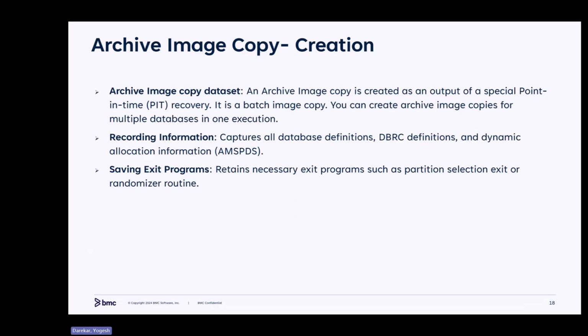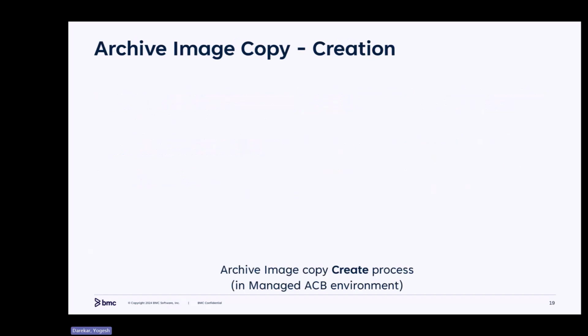Talking about creating archive image copy, we can create an archive image copy dataset. This is created as an output of a special point in time recovery. It is a batch image copy. We also record information: it captures all database definitions, DBRC definitions, and dynamic allocation information like AMS and PDS. It also saves exit programs, retaining necessary exit programs such as the partition selection exit or randomizer routine. So we'll see how it does this.